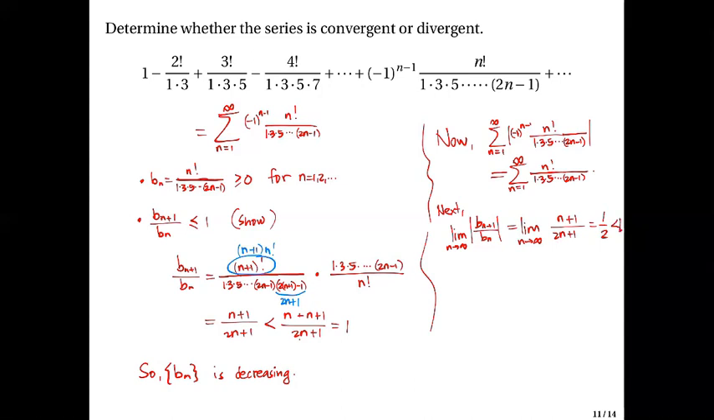And therefore, by the ratio test, the series negative 1 to the n minus 1 times n factorial over 1 times 3 times 5 times 2n minus 1, from 1 up to plus infinity, is absolutely convergent.